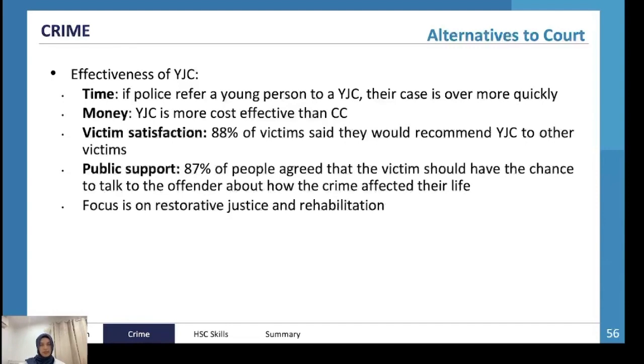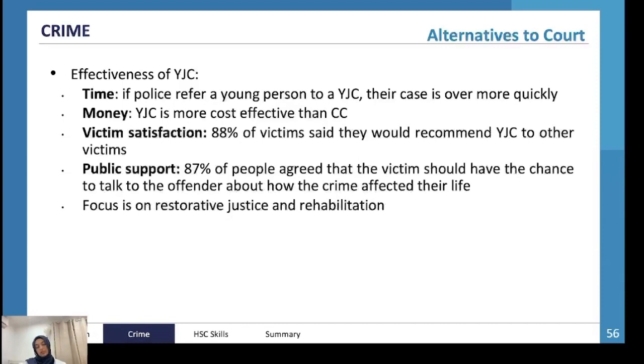The victim satisfaction, so 88% of victims say that they would recommend the YJC to other victims, and public support, so 87% of people agreed that victims should have the chance to talk to the offender about how the crime affected their life. The focus is on restorative justice and rehabilitation.